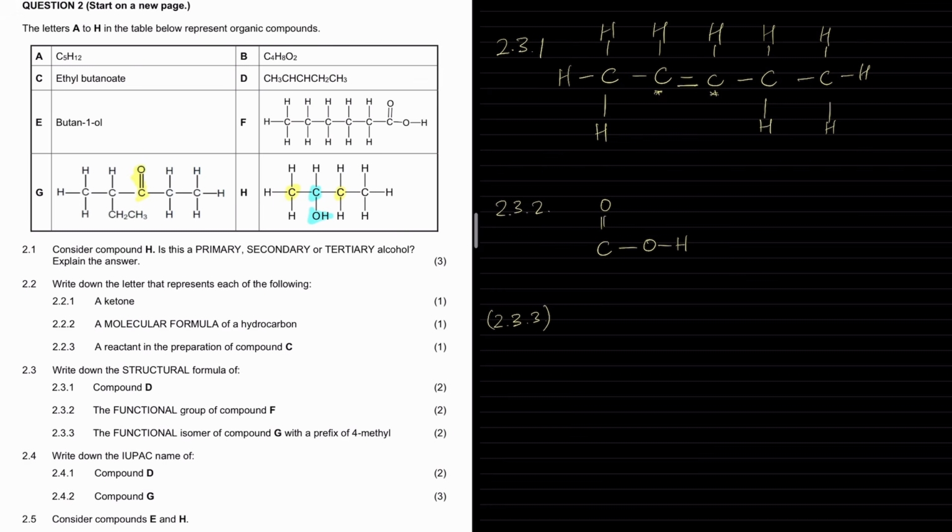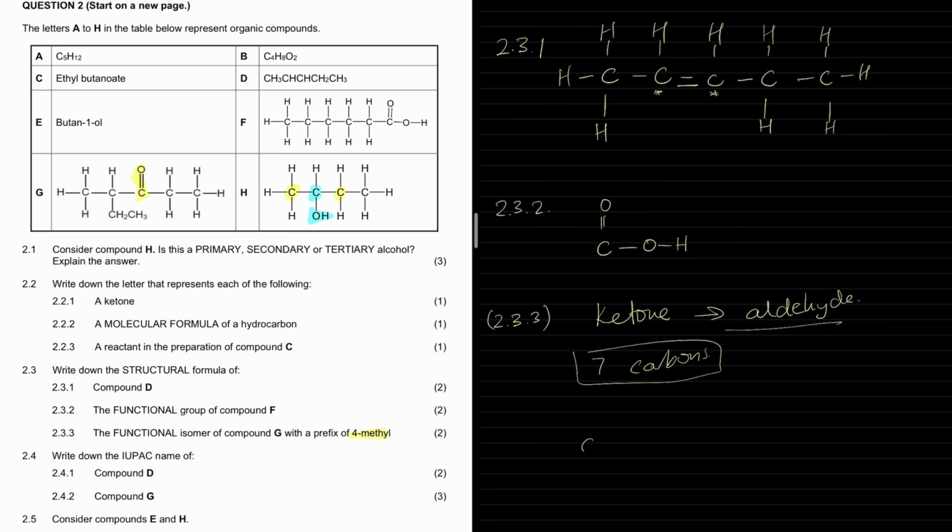Okay, so compound G is a ketone. So the functional isomer of a ketone is an aldehyde. So if I count the number of carbons in G, there's 1, 2, 3, 4, 5, 6, 7. So there are 7 carbons. And so I just need to draw an aldehyde with 7 carbons, and they've given me a restriction. There must be a 4-methyl, meaning on the 4th carbon, there should be a methyl group.